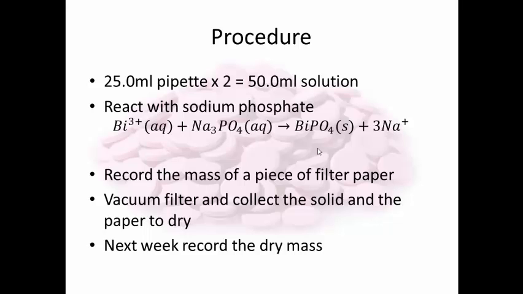Again, make sure that you have the correct filter paper. And if some of the material, some of the bismuth phosphate, does go through the filter paper and end up in the filtrate, you'll see that. You'll see it's cloudy. You need to filter it as many times as you need to so that it's perfectly clear. And you'll be filtering it through the same piece of filter paper. Next week, you will come in, record the mass of your filter paper and the bismuth phosphate, and you'll have your dry mass of bismuth phosphate to move on to your calculations.